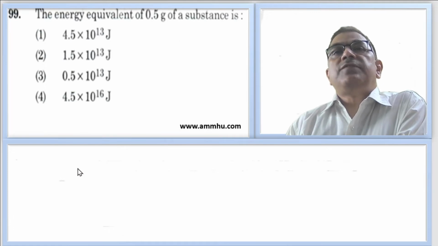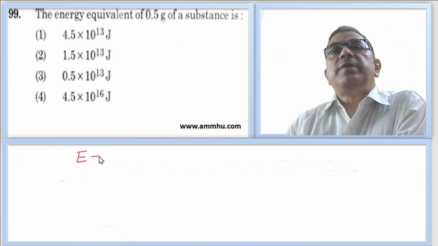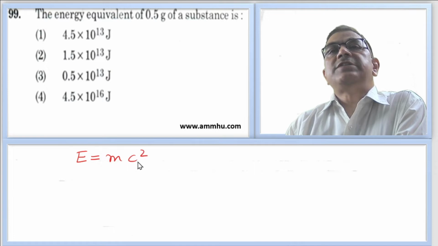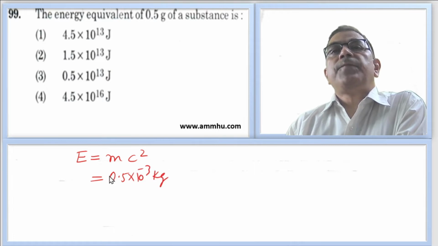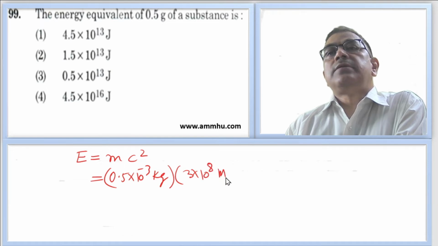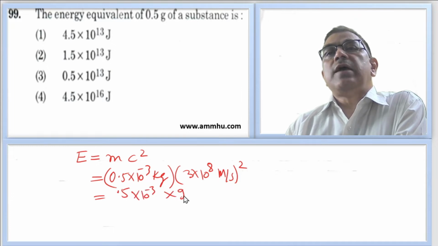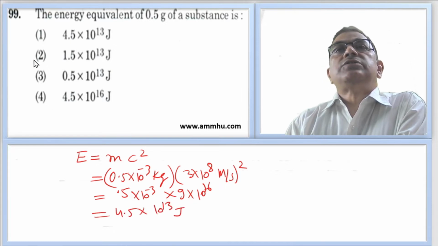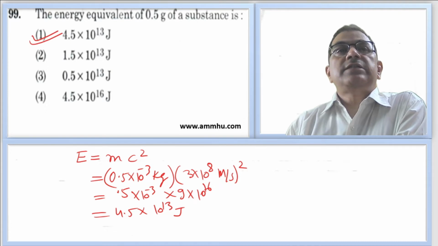And for the energy equivalent of a substance, we know that the energy equivalent of m kg of a substance is given by mc square. Over here, m is 0.5 into 10 to the power minus 3 kg, and C is 3 into 10 to the power 8 meter per second, whole square. Solve it. This is 0.5 into 10 to the power minus 3 into 9 into 10 to the power 16, and this is equal to 4.5 into 10 to the power 13 joules. So the answer, the first option, is correct. Let's come to the next question.